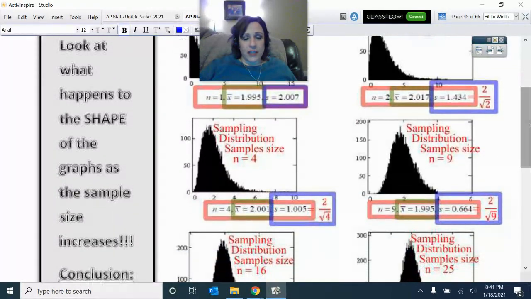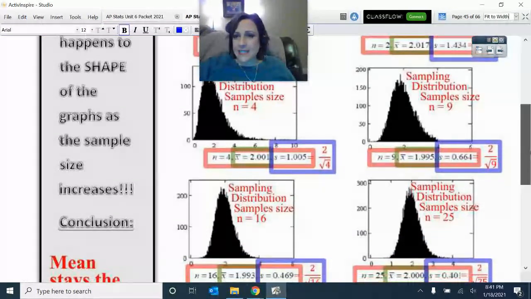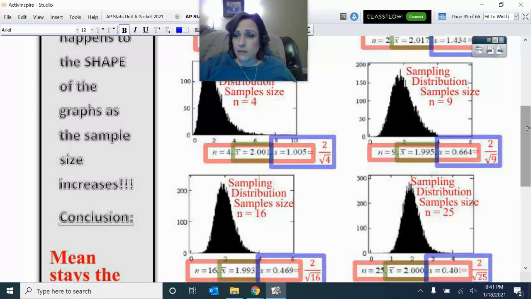All right, continuing on. Here's a sampling distribution of samples of size 4. The center is still at 2. The standard deviation now is only 1, because that's 2 divided by the square root of sample size 4, and that's 2 divided by 2, that's 1. Look at this, sample size is 9. 2 divided by the square root of 9 is 3, so 2/3. So the standard deviation is now 0.67. And it's getting to looking better.